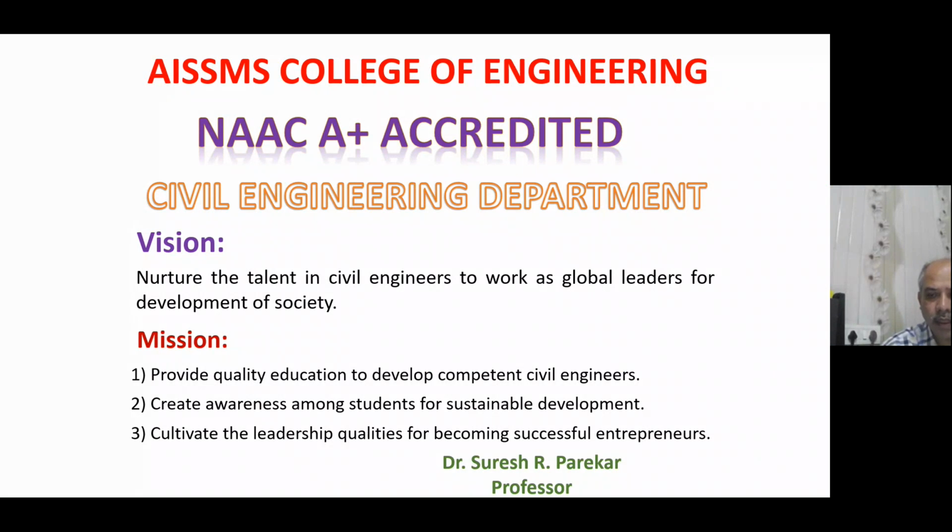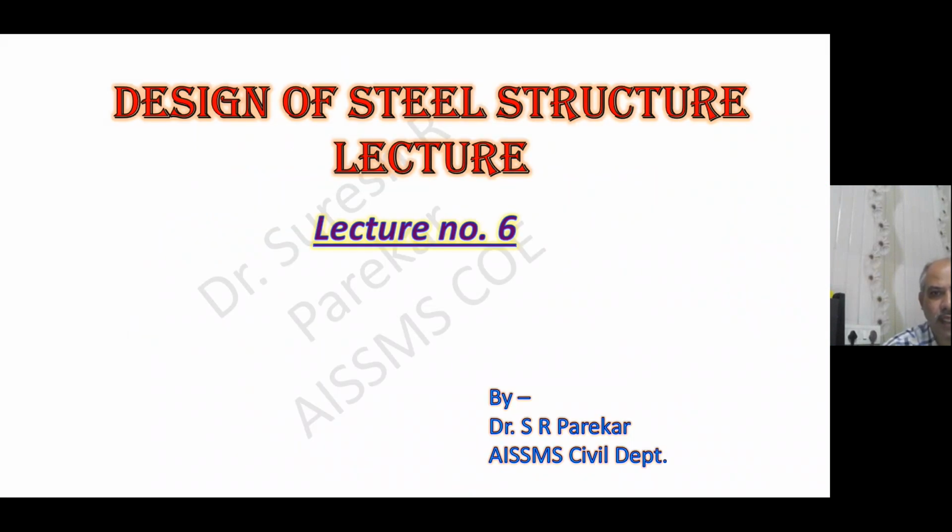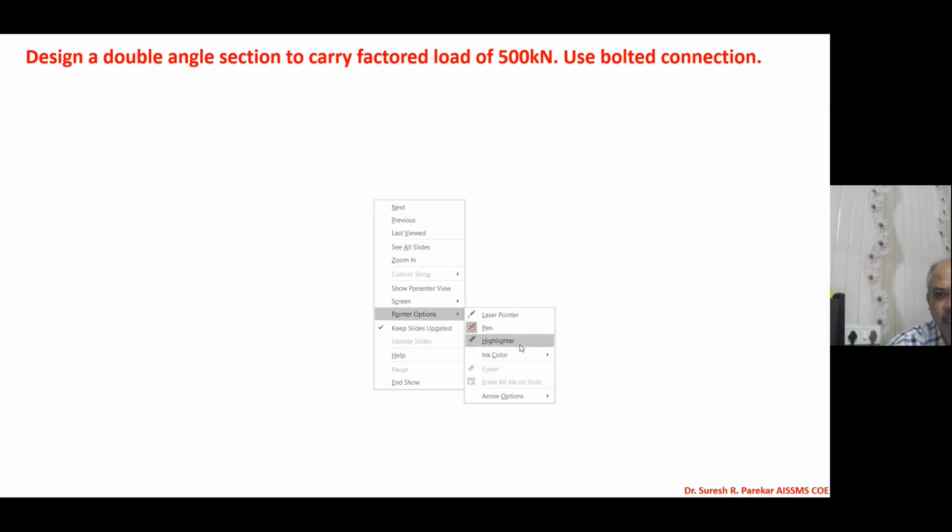Good evening. Today we have this sixth lecture, and we have to design a double angle section to carry a factored load of 500 kilonewton. Use bolted connection. Now we will solve this, and you have to note the timing accordingly, as you have to do in your examination. Now we will use 20 bolts.